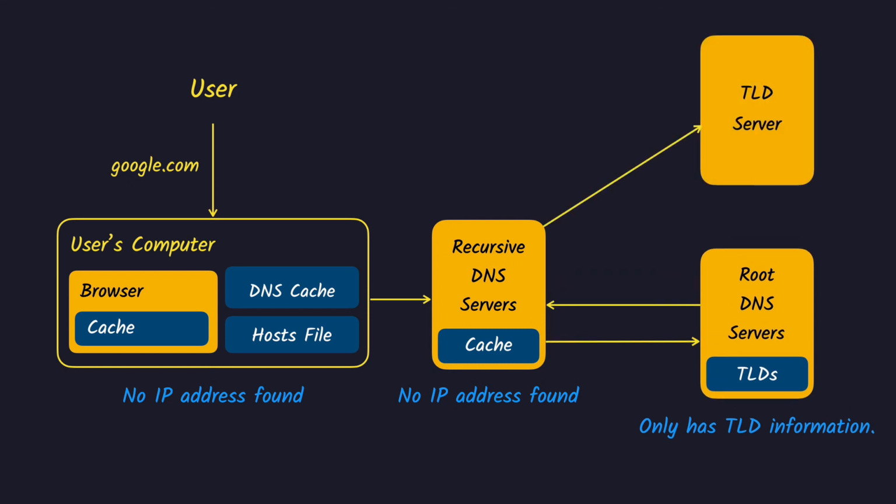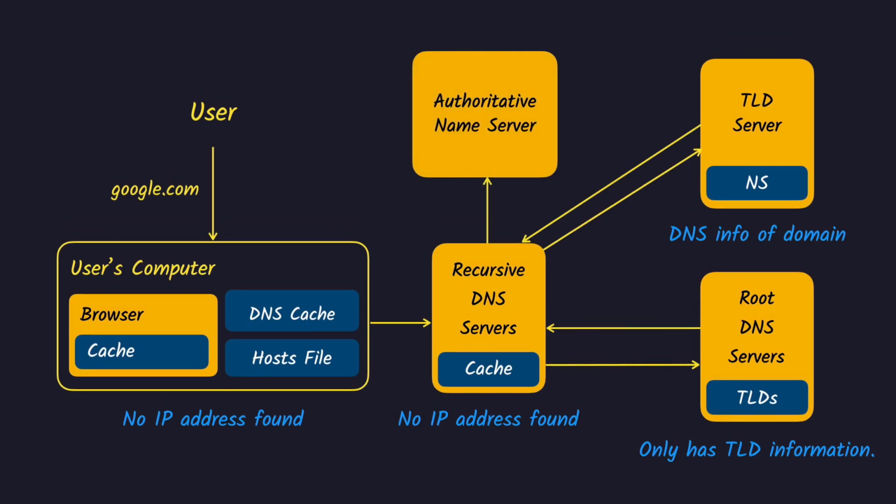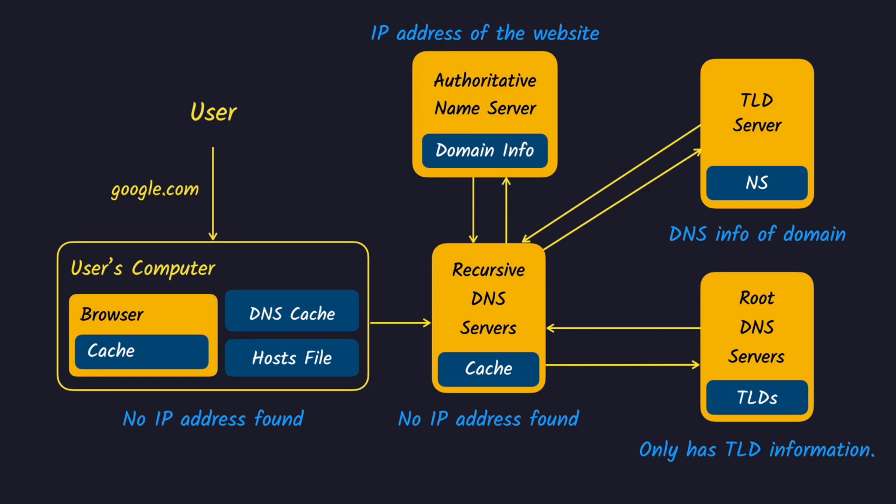Now the TLD server also doesn't know where the domain is, but it knows the final place where might the domain information be, which is the authoritative name server. So it will just return the information about the authoritative name server, and the request will go to the authoritative name server, get the IP address of the domain name from there. The IP address will then come to the recursive DNS servers where it might be cached, and then it will be sent to the user's computer and then to the browser, and then the browser will request the website servers and get the website from there. And this is how the IP address of the website is found on the internet with the help of DNS.